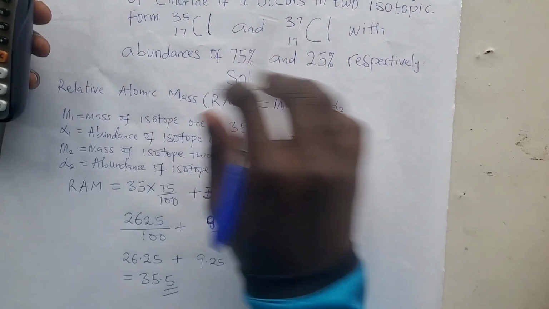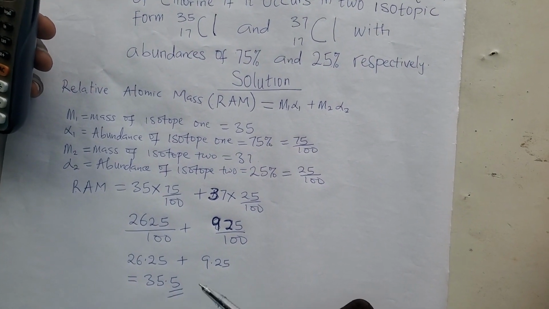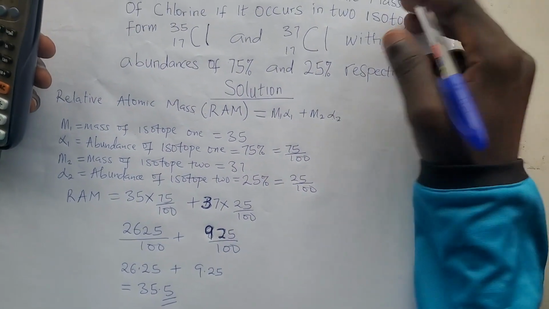That is, the average of these masses is equal to 35.5. So the average mass of chlorine is 35.5.